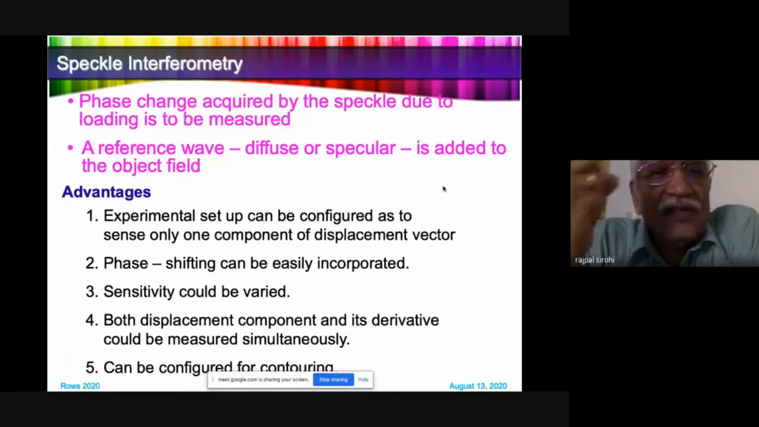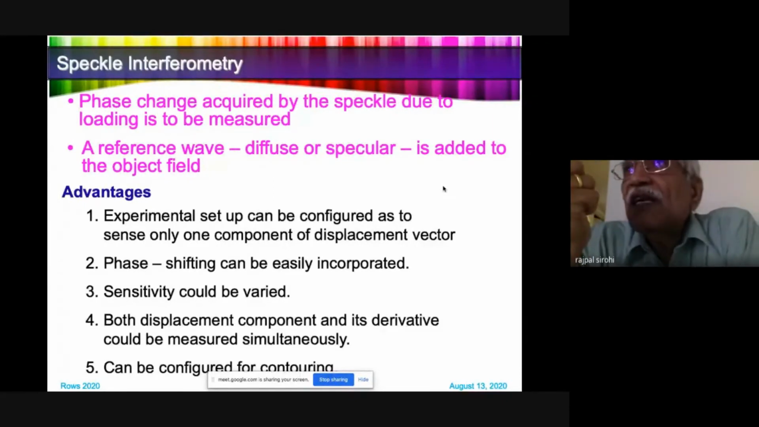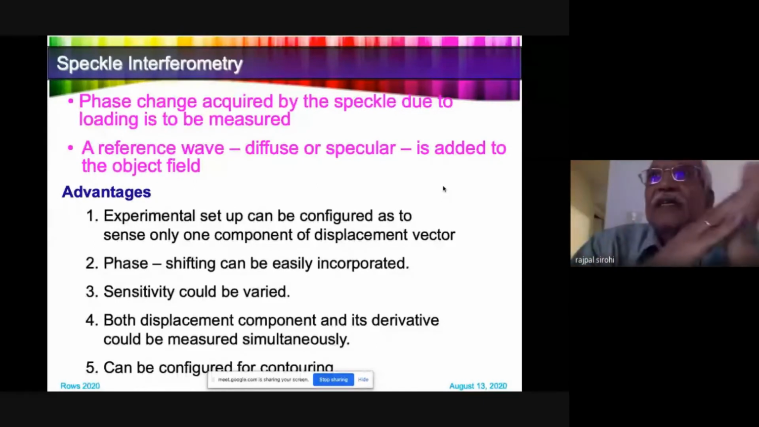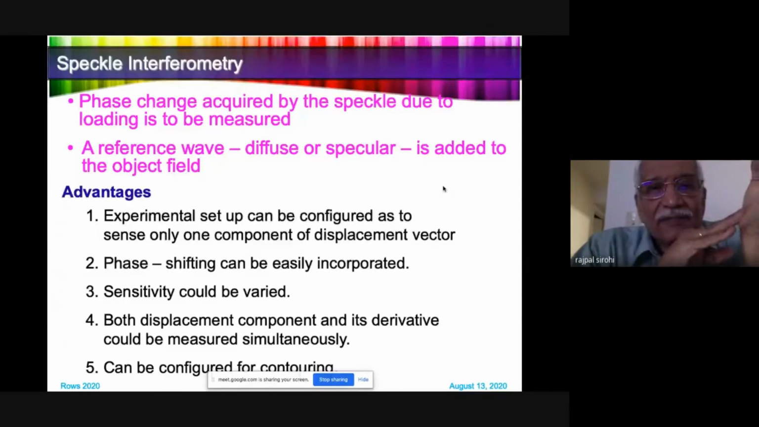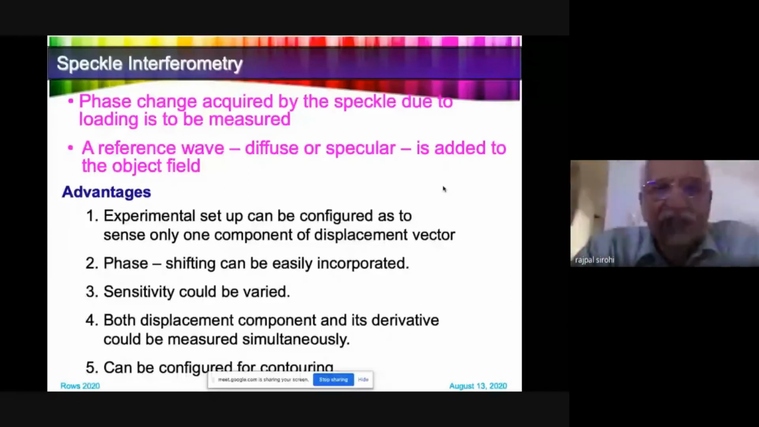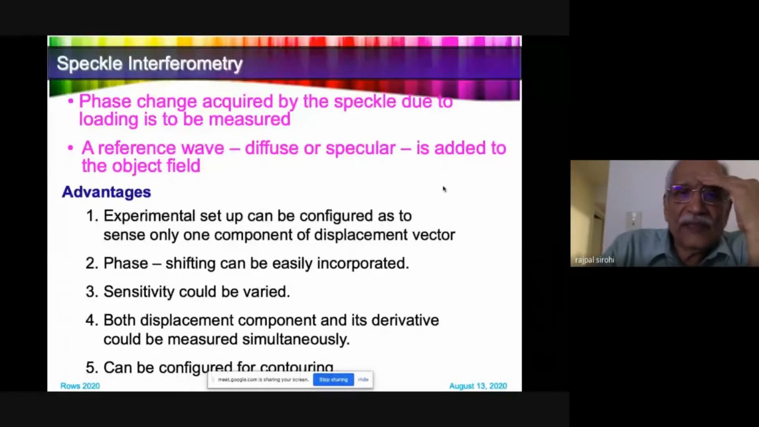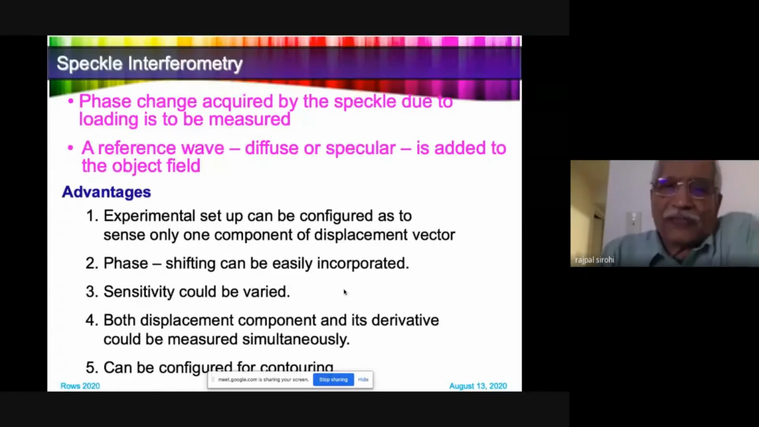We can introduce phase shifting, which means we can now generate the phase profile rather than analyzing the fringe patterns. We can vary the sensitivity. Sensitivity can be varied, as I will show, in several ways. Wavelength is one, but we seldom use it. And we can record displacement components and its derivatives simultaneously, which means I can have shear and normal interferometry at the same time, and it can be used for making shape measurements, contouring or the measurement of the shape.